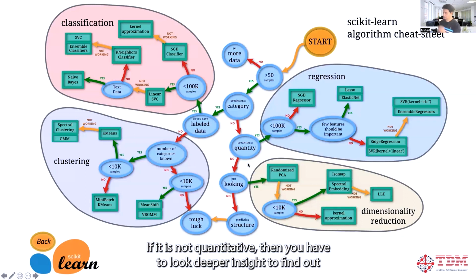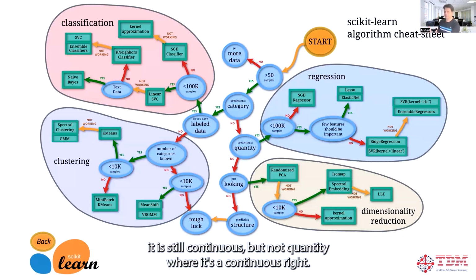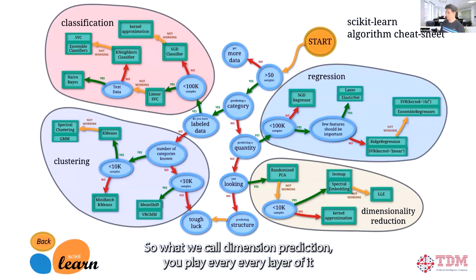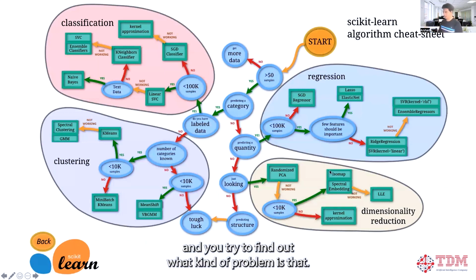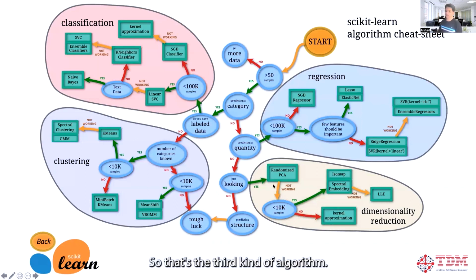If it is not quantitative, then you have to look deeper inside to find out. It is still continuous, but not quantitative. So what we call dimension reduction, you peel every layer of it and you try to find out what kind of problem that is. That's called dimensional reduction. So that's the third kind of algorithm.